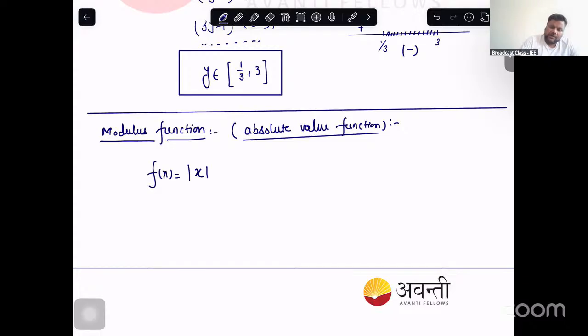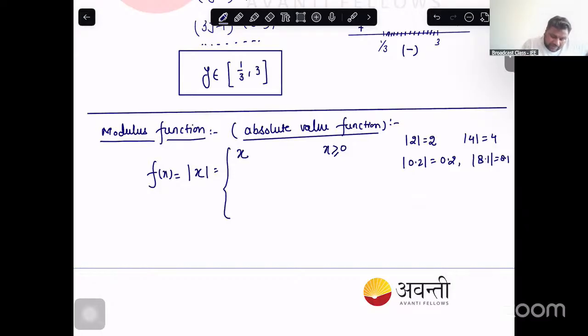Now, what does a mod function do? It makes everything positive that comes into it. Like modulus of 2 is directly going to be 2. Modulus of 4 is going to be 4. Modulus of 0.2 will remain 0.2. Modulus of 8.1 is 8.1. So if there is a positive quantity inside the modulus, it will directly come out. That means if x is greater than 0 or even equal to 0, it will directly come out. Am I clear?